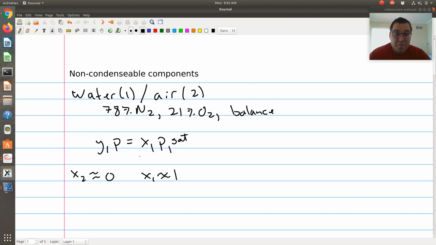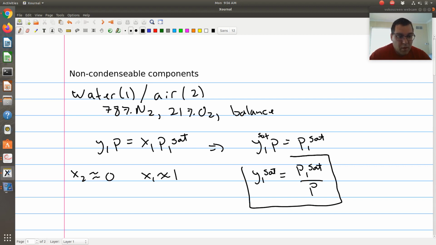Okay, cool. But if I further build upon this idea that the composition of component 1 is going to be close to 1, then I can rewrite this as just y1P is equal to P1 sat, because x1 is approximately equal to 1. I'm going to put a superscript of sat on my y1 to remind myself this is at saturation. And if I rearrange and solve for y1, I get y1 sat is equal to P1 sat over P.